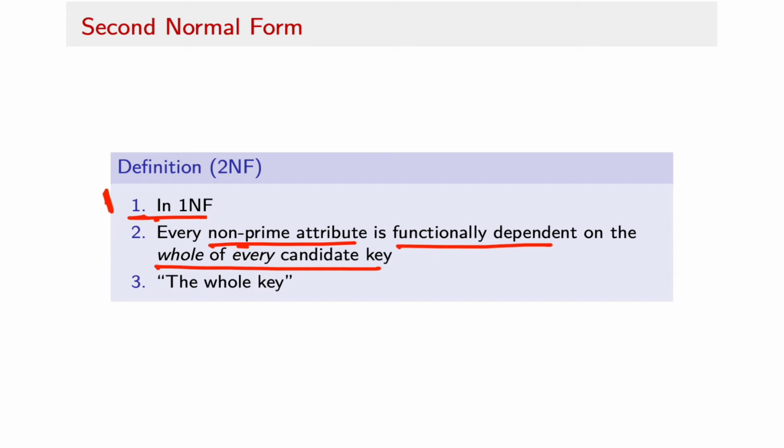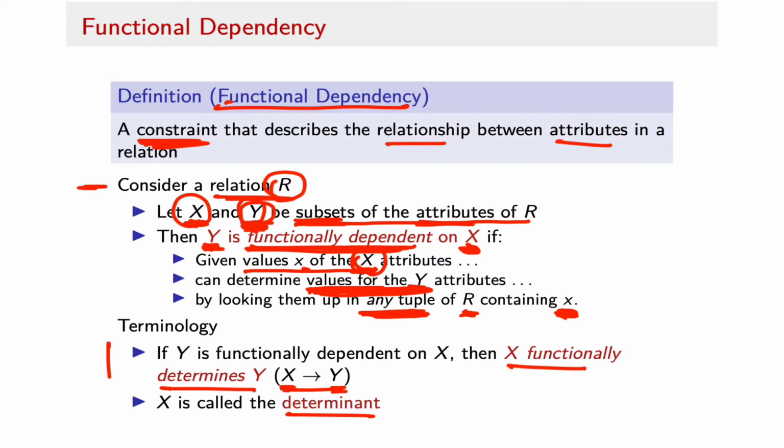And the candidate keys are the ones that have a minimal set of attributes that determine uniquely a specific tuple within the relation, or a specific row within the table. And we want those non-prime attributes to be functionally dependent on the whole of every candidate key. In other words, when we're thinking about the definition of functional dependency, if we say that X determines Y, X in this case is going to be the attributes that are in some candidate key, and Y is going to be each or all of the non-prime attributes.